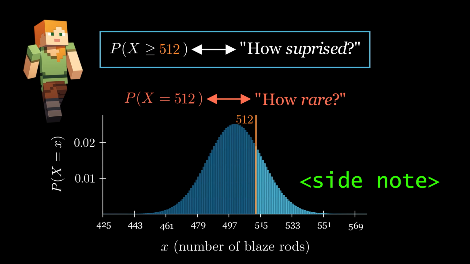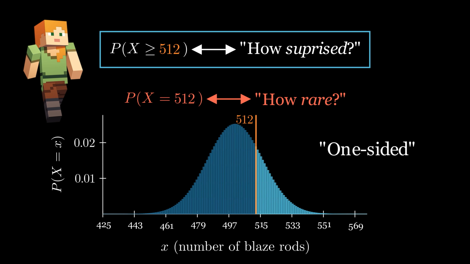Quick side note, in our example we only care about extreme values on the right side of the distribution, because we only expect a cheater to increase the drop odds, not to decrease them. This makes our test one-sided, and I'll discuss the other case where we care about both extremes, a two-sided test, a little bit at the end of the video.